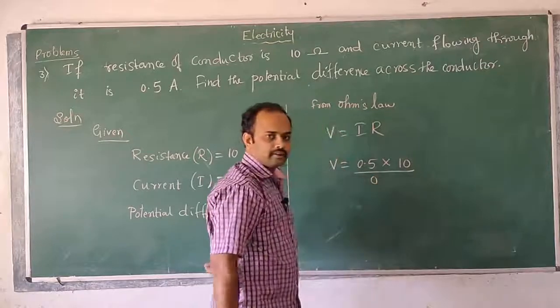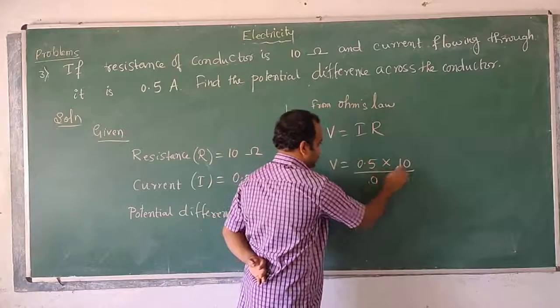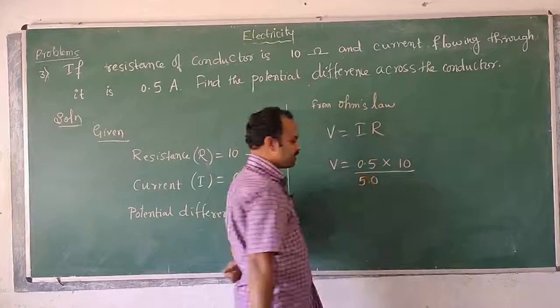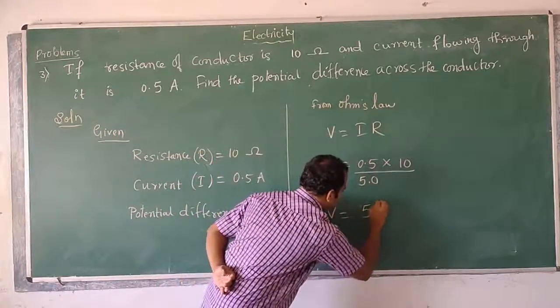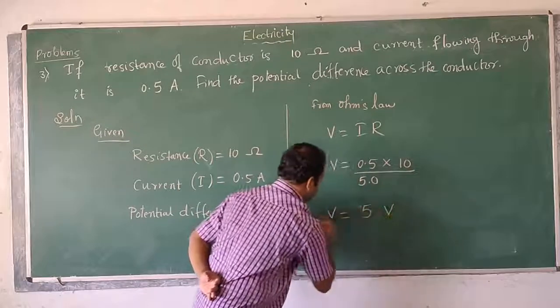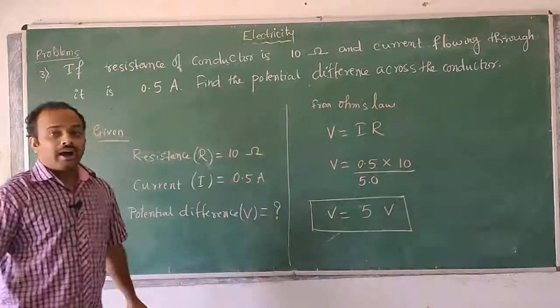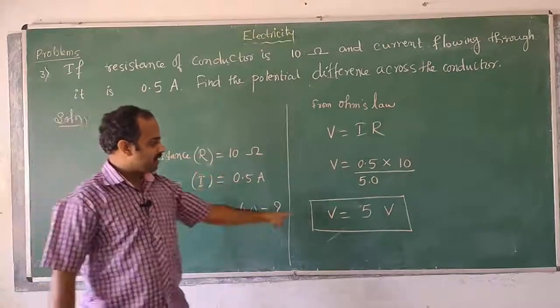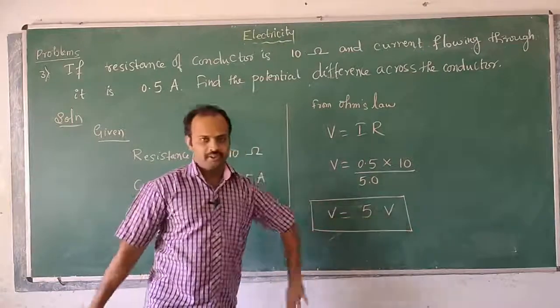Then the decimal point is there. 10 into 0 is 0, 0 plus 5 is 5, so 5.0. Therefore V is equal to 5 volt. Across the conductor, the potential difference is V equal to 5 volt.